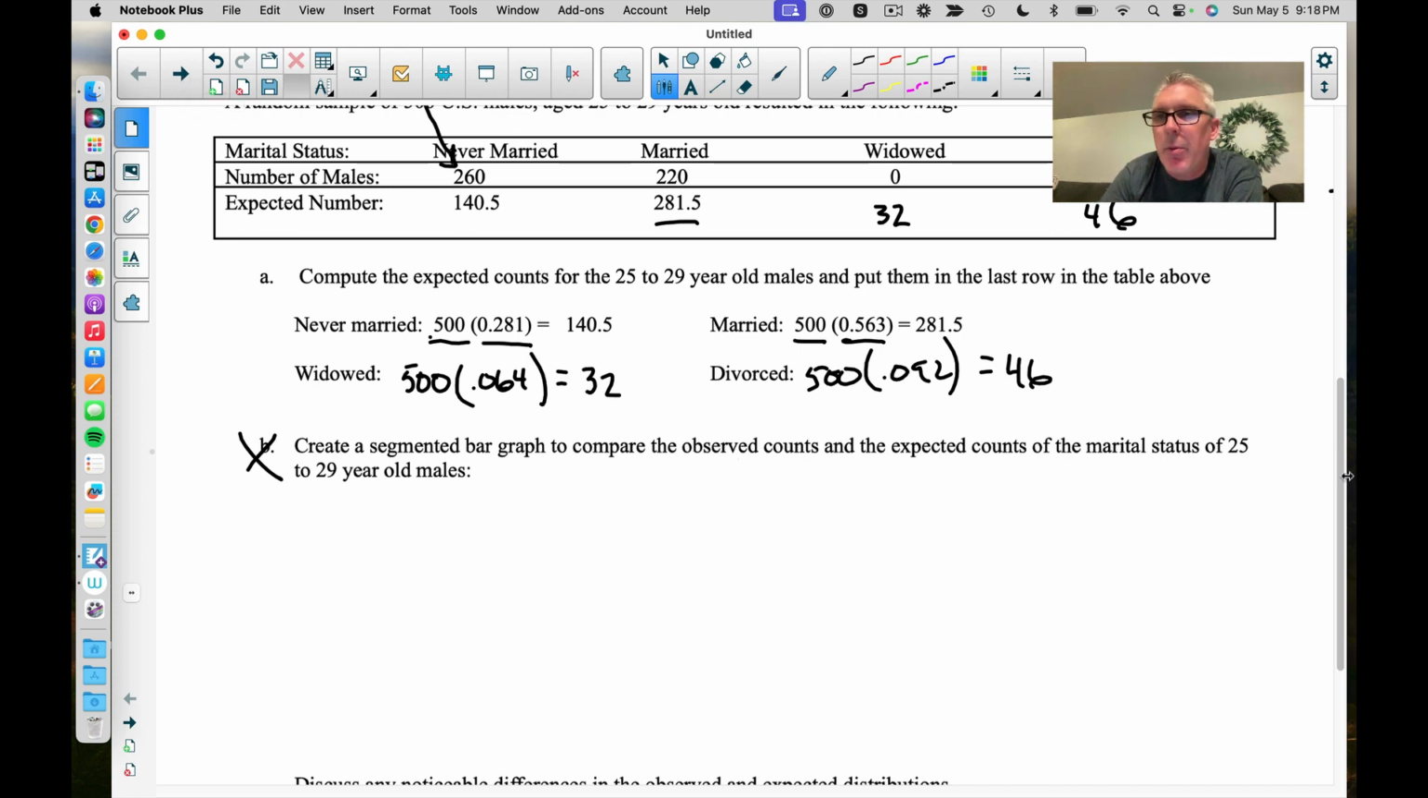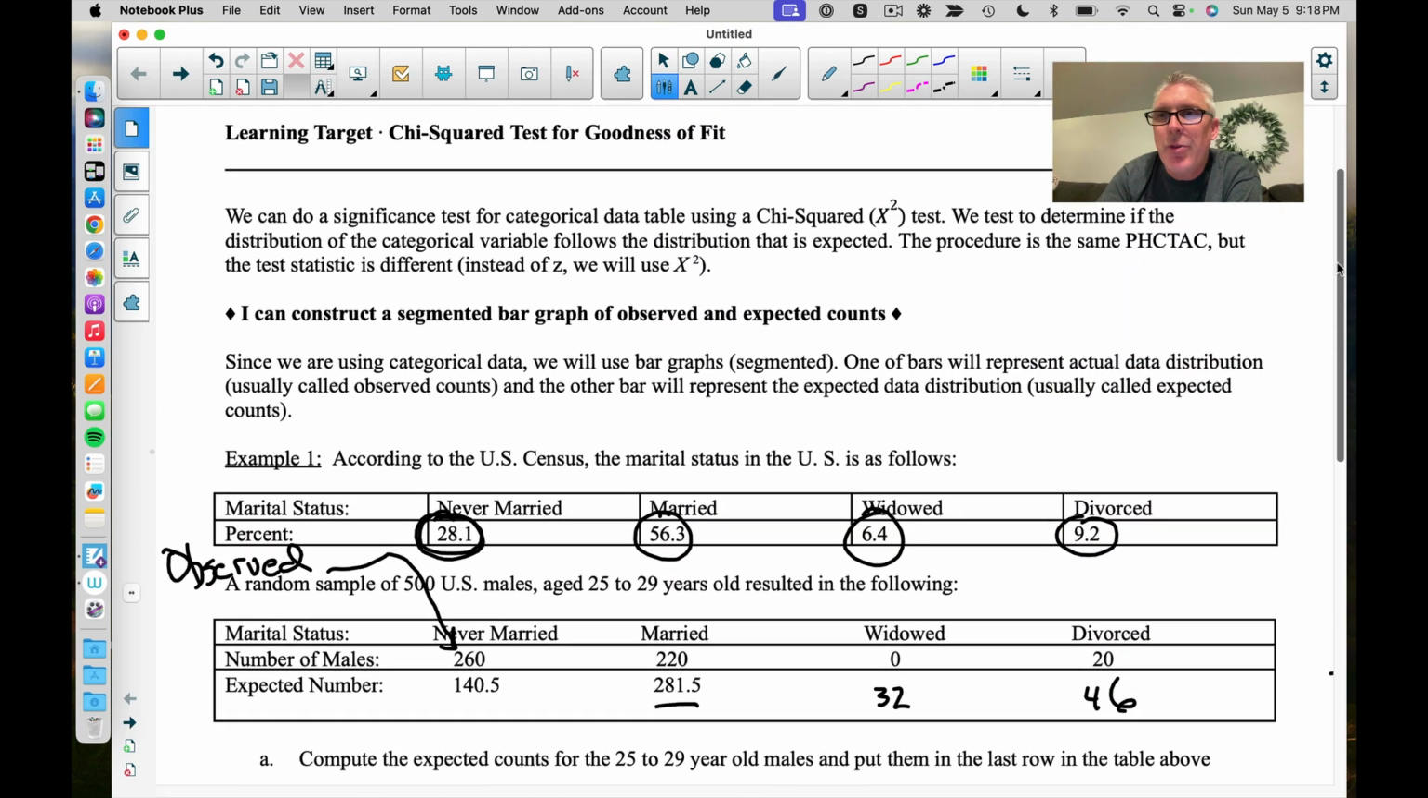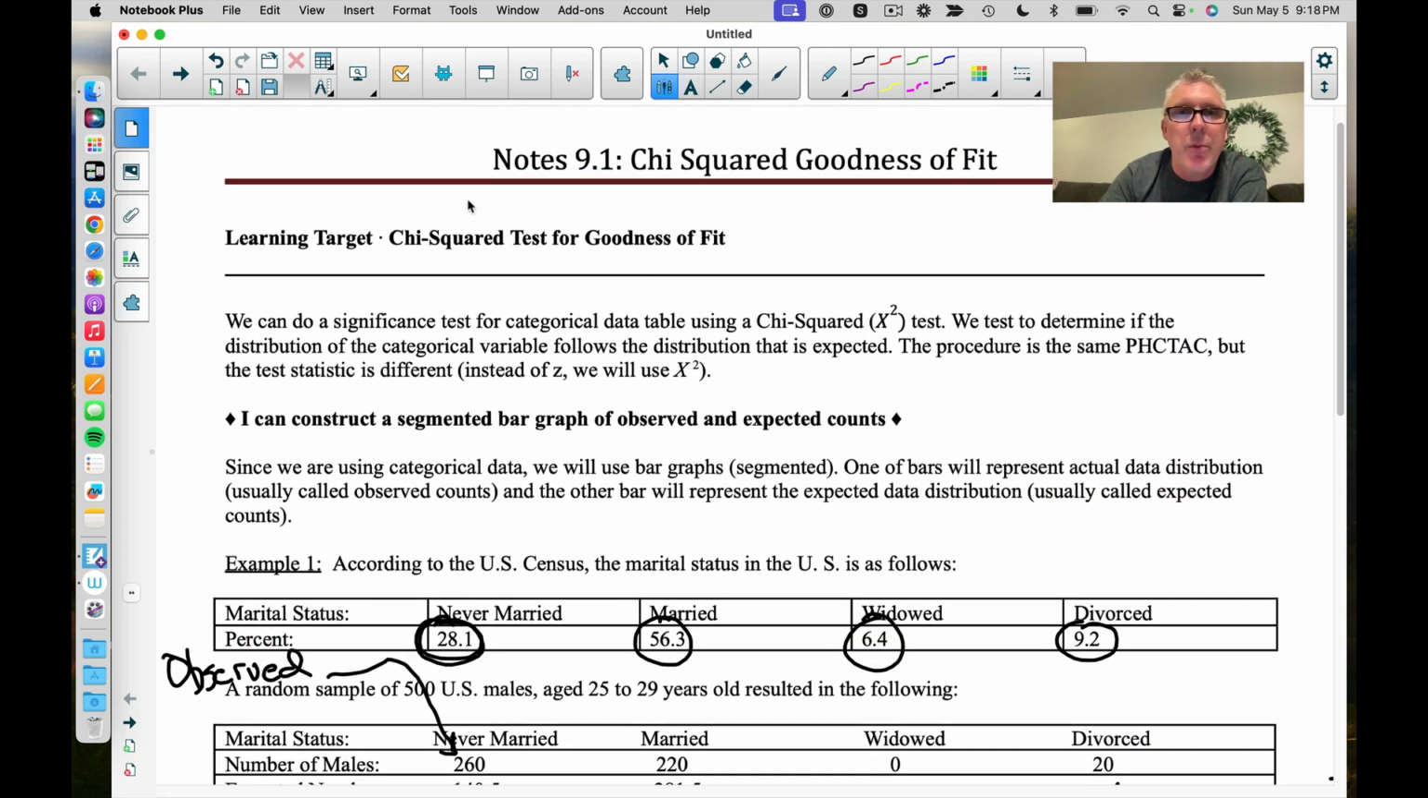Oh, I should back up, the one thing I didn't mention. This whole thing, it's got a name. It's probably important we talk about that name. It's called a, not chi, it's called a chi-squared test. And we're going to use this notation, big X squared. That's going to represent the chi-squared.